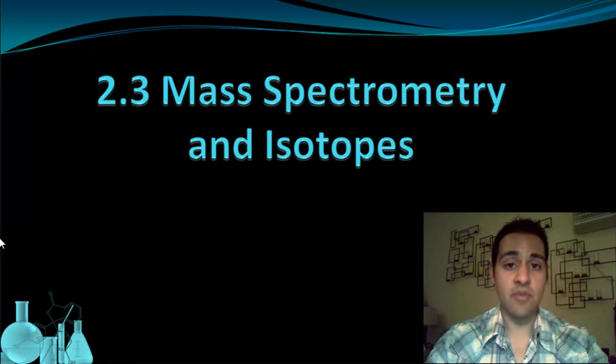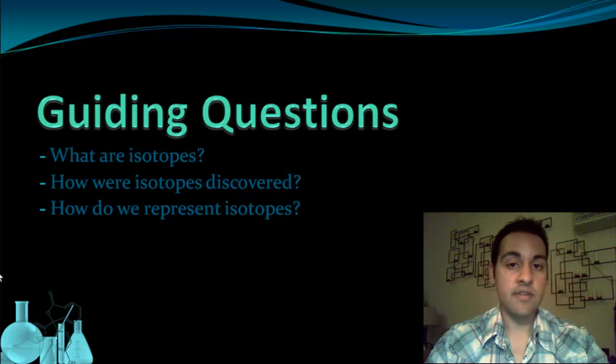Welcome to Mass Spectrometry and Isotopes. In an earlier video, we discussed how Dalton said that atoms of different elements can be distinguished by their mass. Since then, we've learned that that's not entirely true, that atoms of different elements are actually distinguished by their number of protons, or atomic number. He also said that atoms of a single element were all identical. In this lesson, we'll look at how that isn't the case, and that there are variations called isotopes.